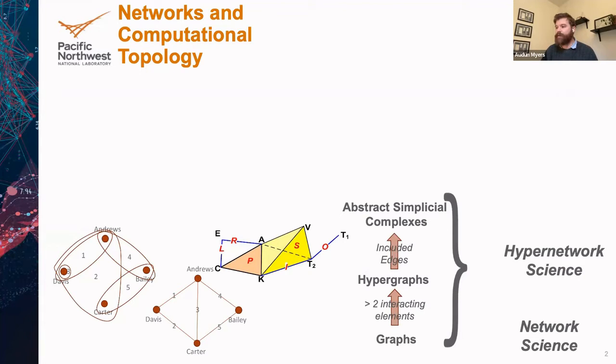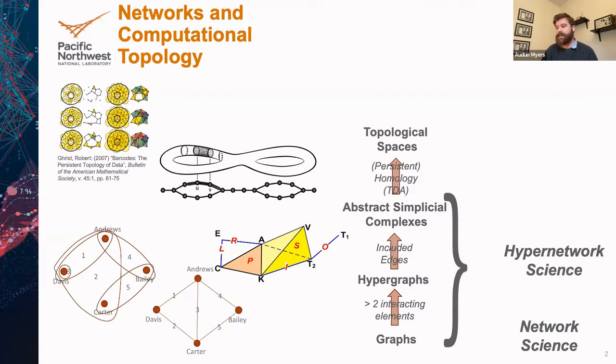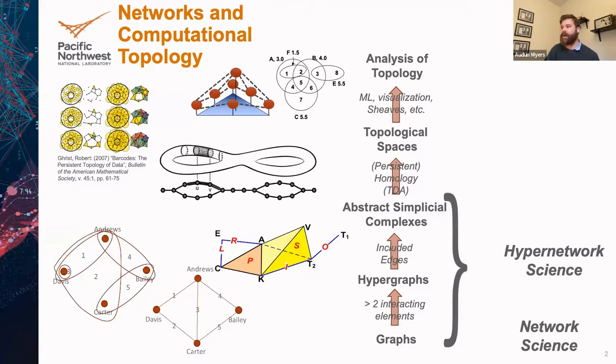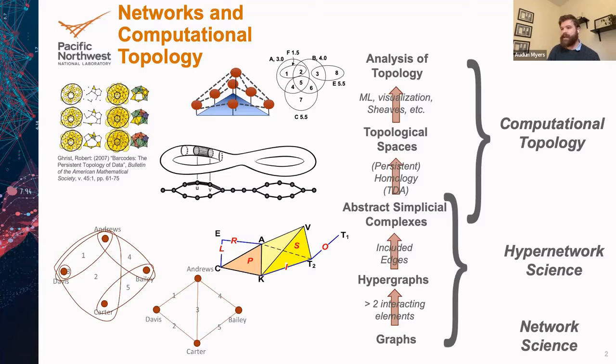And then we could go a little bit further and use a specific tool called topology, and study these spaces of abstract simplicial complexes, hypergraphs, and graphs using tools like persistent homology from the field of topological data analysis. And then one last step, which is really more the analysis side, is applying other methods like machine learning tools, sheaves, or visualizations to understand those topological spaces. This all falls under the computational topology side of research. So this really shows the entire structure of the lab's interest in networks and computational topology.